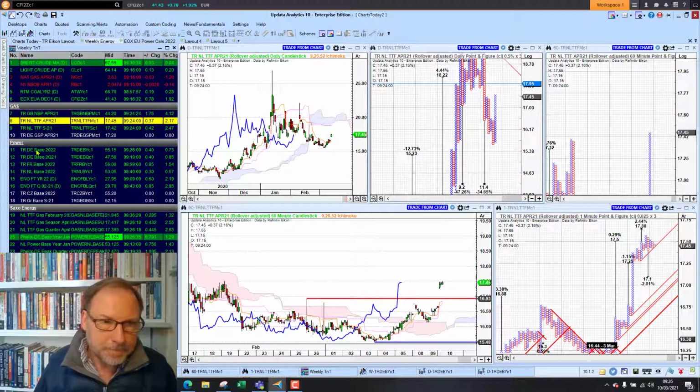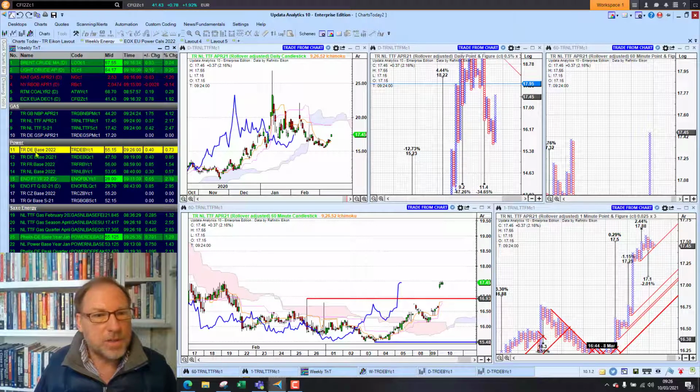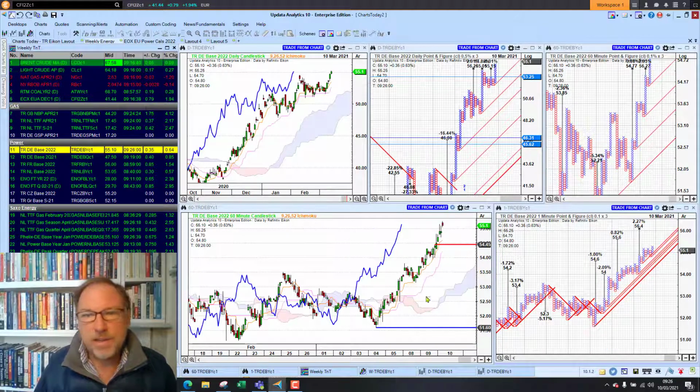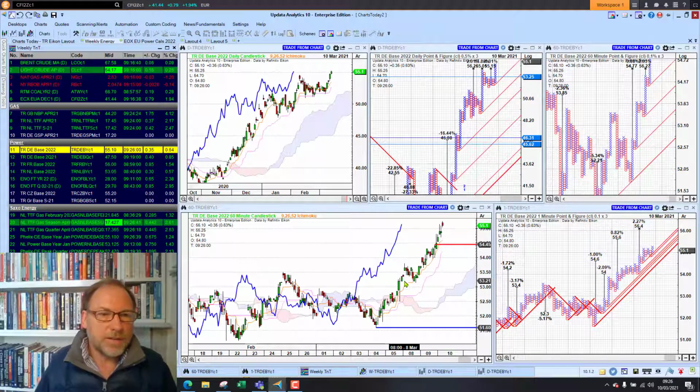And if we look at German power, we're producing a power report for clients today, breaking to new highs. That's really significant. How high it would go, keep an eye out for that report.